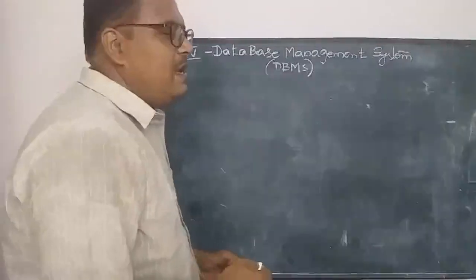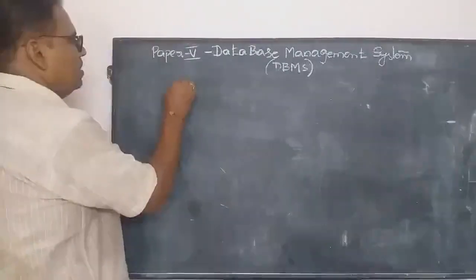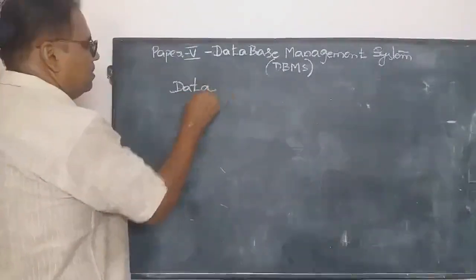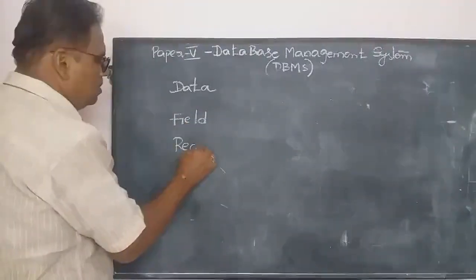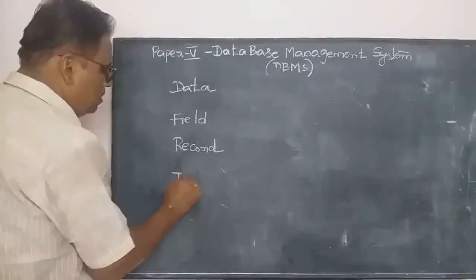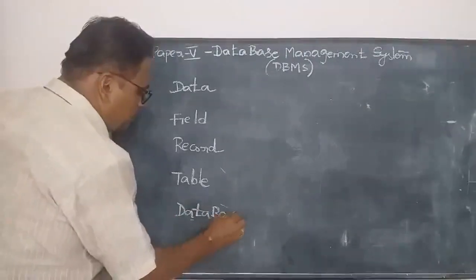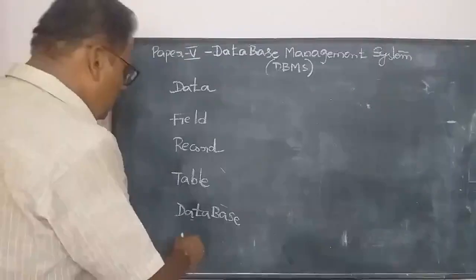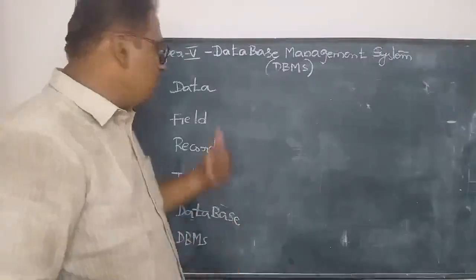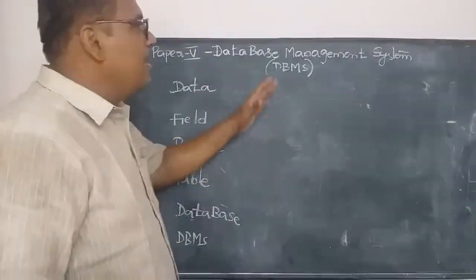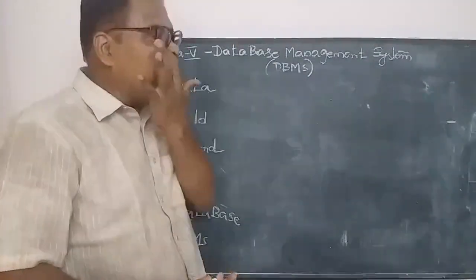A basic terminology has to be practiced before getting into DBMS. That is data, field, record, table, database and DBMS. You should be familiar with these definitions. After that only you can easily understand what a DBMS is, and what the tasks and activities to be performed in DBMS are.